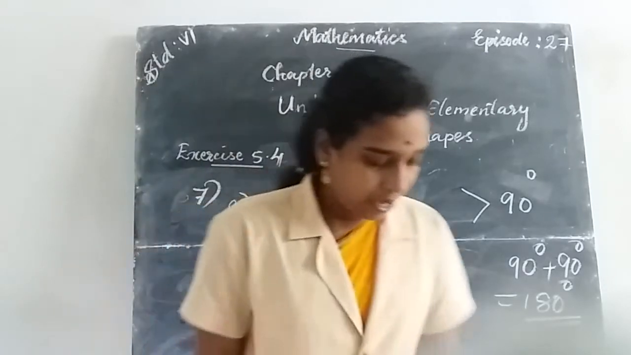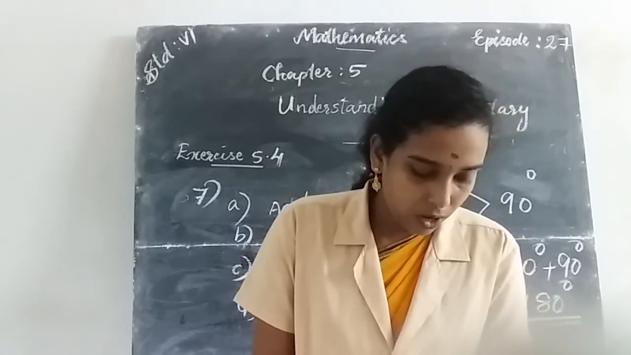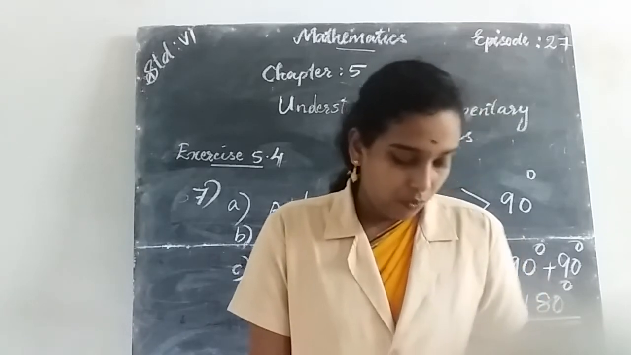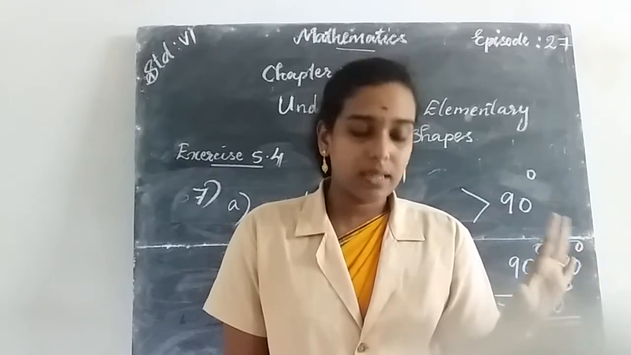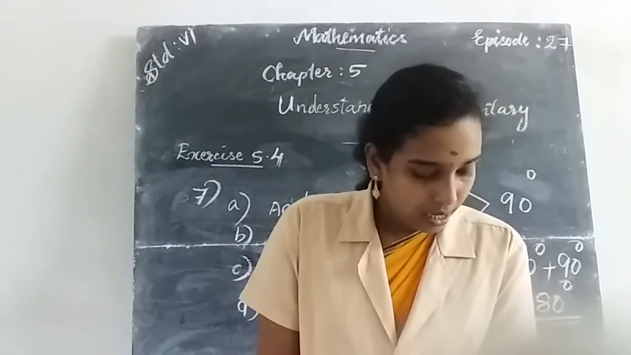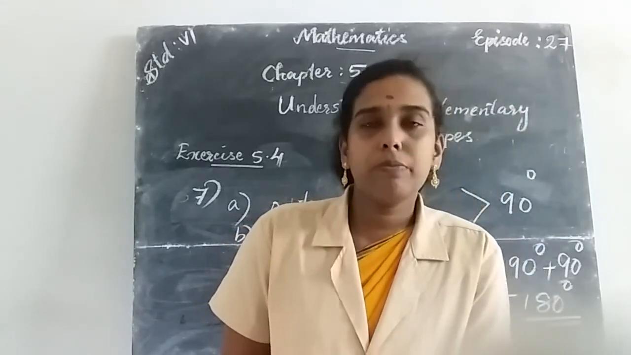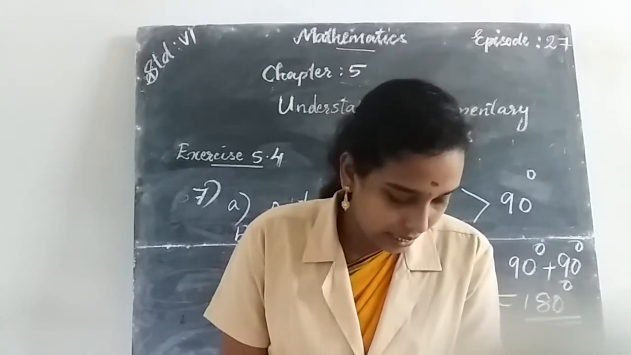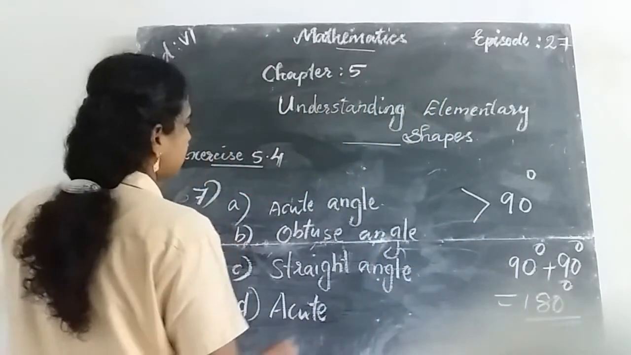Then question number E. When the sum of the measures of two angles is that of a straight angle and if one of them is acute, then the other should be an obtuse angle. The sum of two angles being a straight angle means 180 degree, and if one of them is acute, which means less than 90 degree, then the other should be an obtuse angle. So the answer is obtuse.